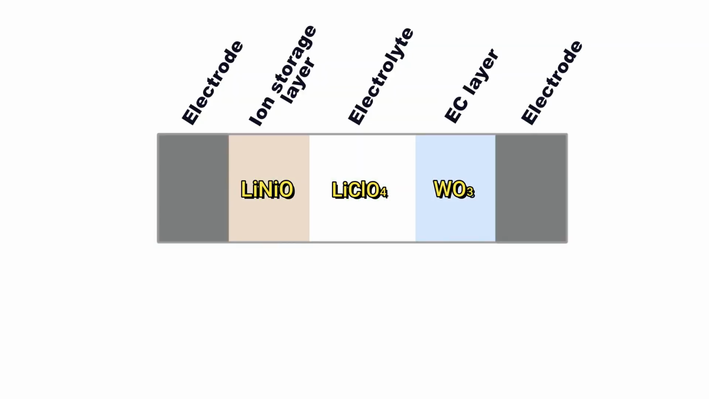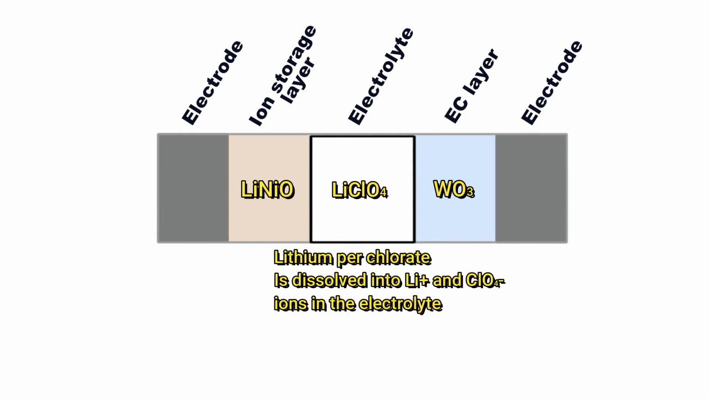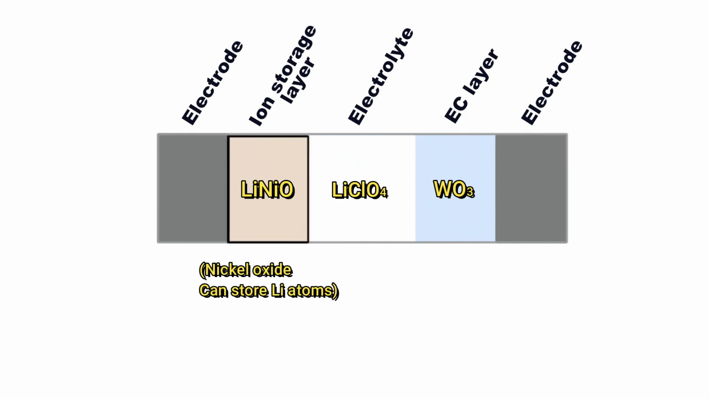All electrochromic devices work in a similar way. Therefore, the electrochromic device containing tungsten oxide as the electrochromic material, lithium perchlorate as the electrolyte, and nickel oxide as the ion storage layer will be used to illustrate the mechanism.